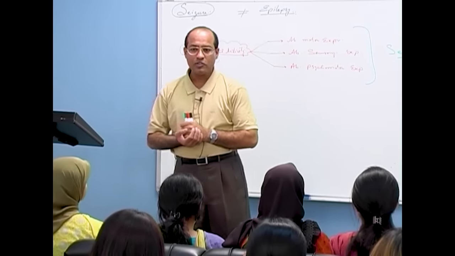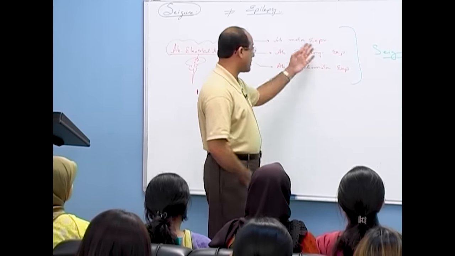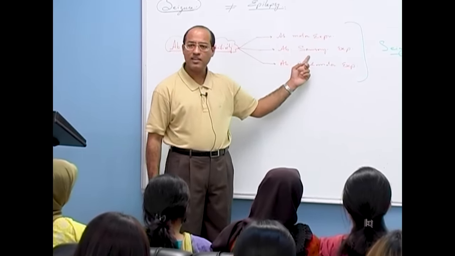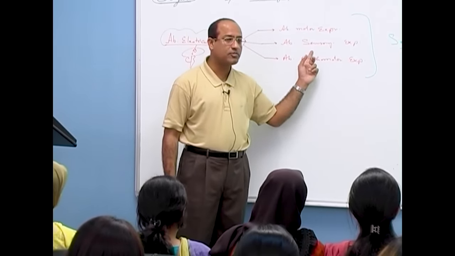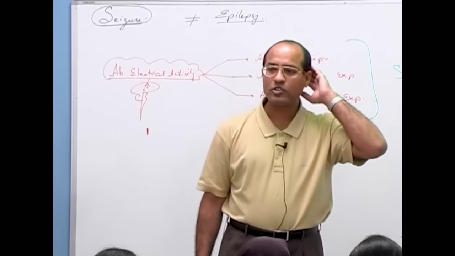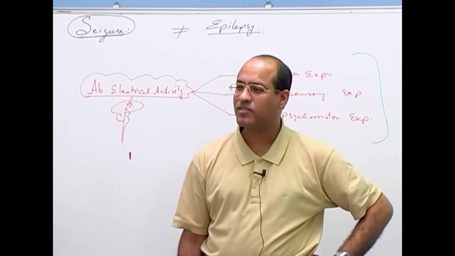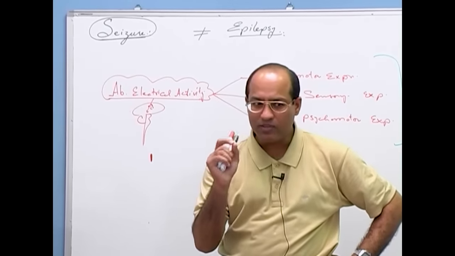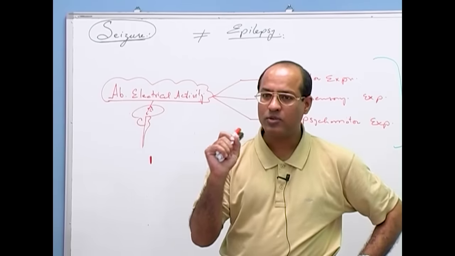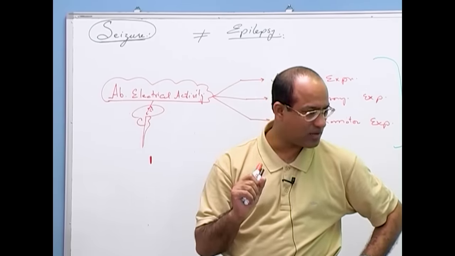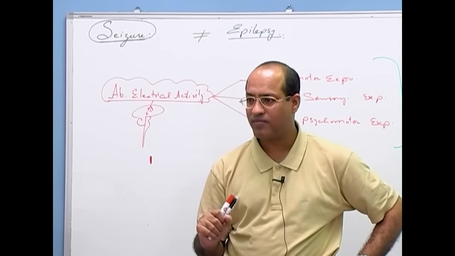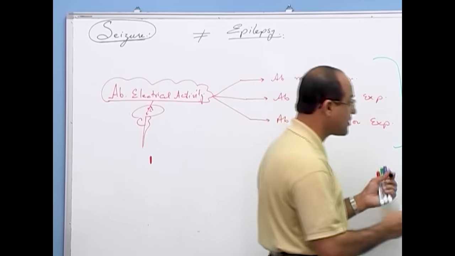Is that right? So a seizure may be an abnormal motor experience when the motor cerebral cortex is involved, or it may be an abnormal sensory experience when some sensory cortex is involved. For example, if your occipital cortex, the visual cortex, is having abnormal electrical activity, you may have abnormal visual sensory experiences. Is that right? This may be a seizure. Again, let me tell you a very interesting thing.